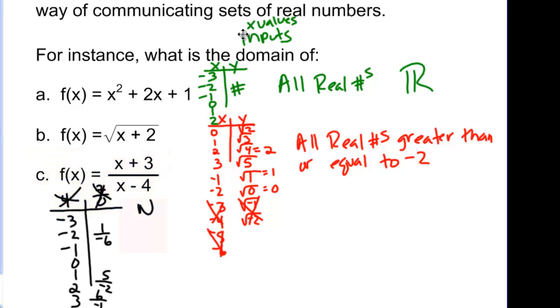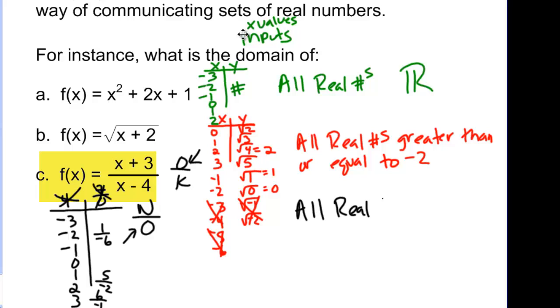You are not allowed to divide by 0. It is okay to have a 0 in the numerator. It is not okay to have a 0 in the denominator. Therefore, 4 is not in the domain of this function. If I would continue with numbers like 5, 6, 7, all of those are going to be okay. But whenever you see a function where we are dividing, you have to worry about places where it causes you to divide by 0. So my domain is all the real numbers except for the number 4.